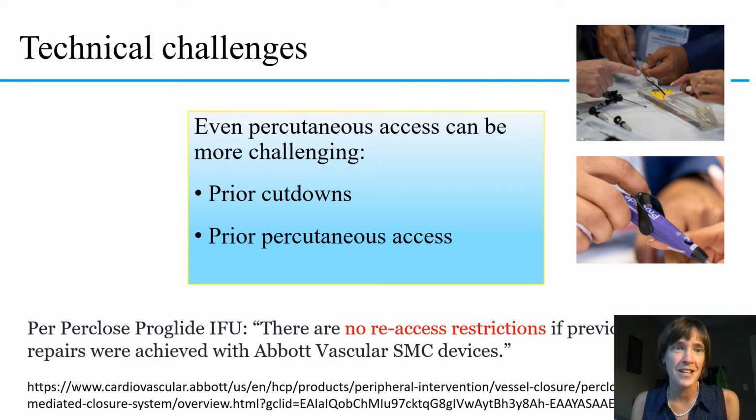Even percutaneous access can be more challenging in these cases. While the Perclose instructions for use indicate that the device can still be used in cases where prior access has been obtained, my experience has often been that the additional scar from either an open cut down or even a percutaneous access can sometimes cause the suture not to track properly down to the vessel, or the needles not to penetrate the artery wall properly, leading to device failure and need for cut down.